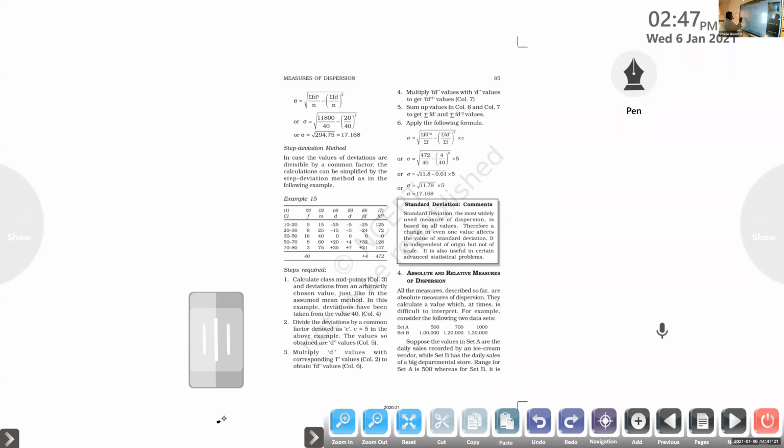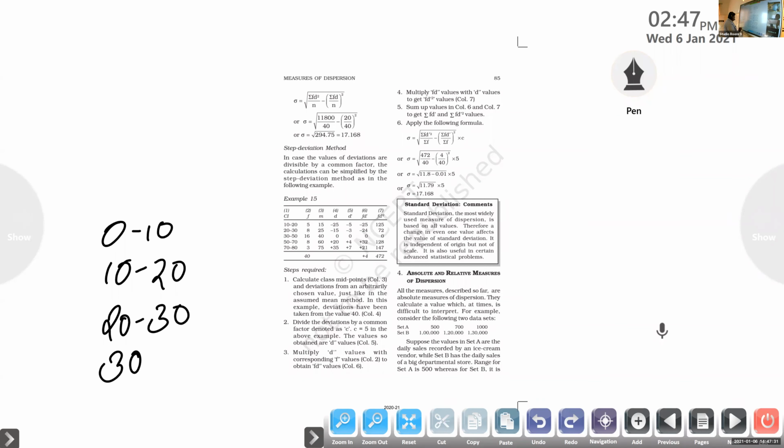Okay, class intervals: 0 to 10, 10 to 20, 20 to 30, 30 to 40, 40 to 50. Not midpoints, class intervals. Frequencies 4, 3, 5, 5, 4, 2. Okay, come on, complete it.